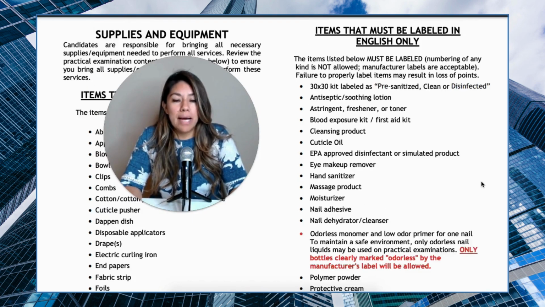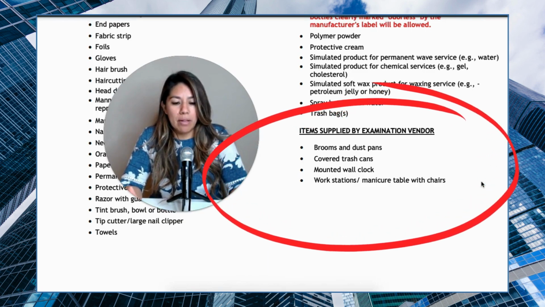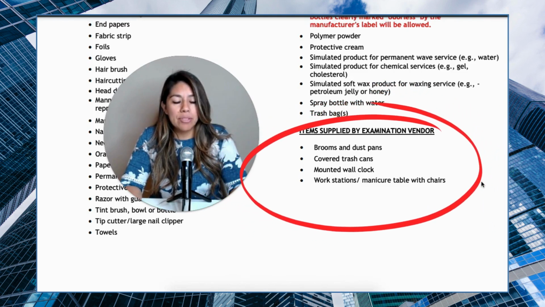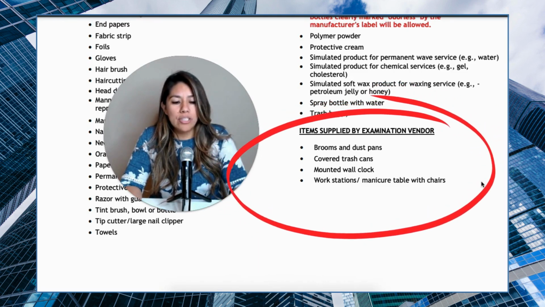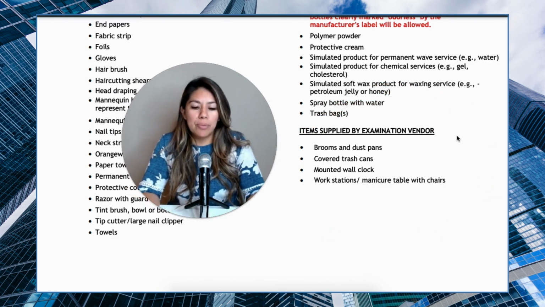So these supplies must be labeled. The PSI examination proctor vendor will supply the following: brooms and dustpans, covered trash cans, mounted wall clock, workstation, and manicure table with chair. So for example, there's no need to bring brooms and dustpans. They will provide that for you.